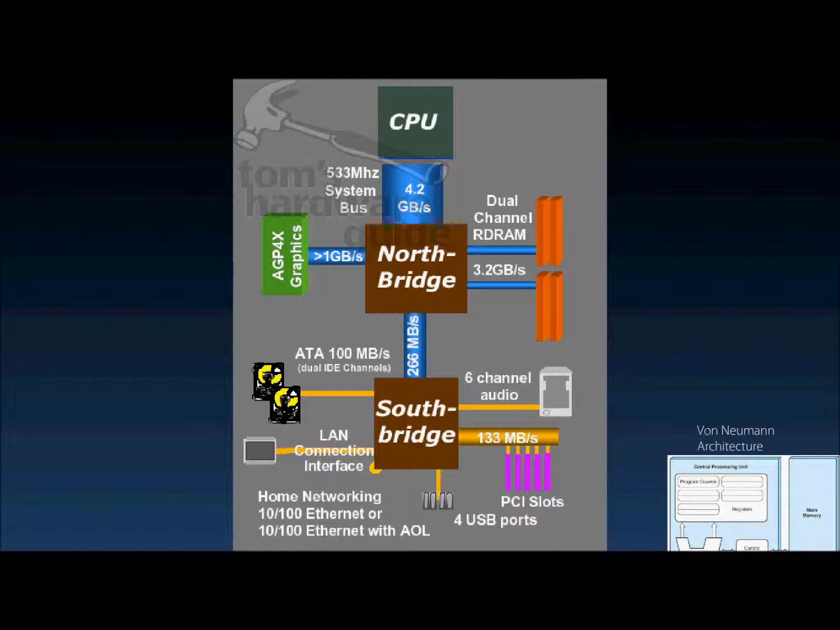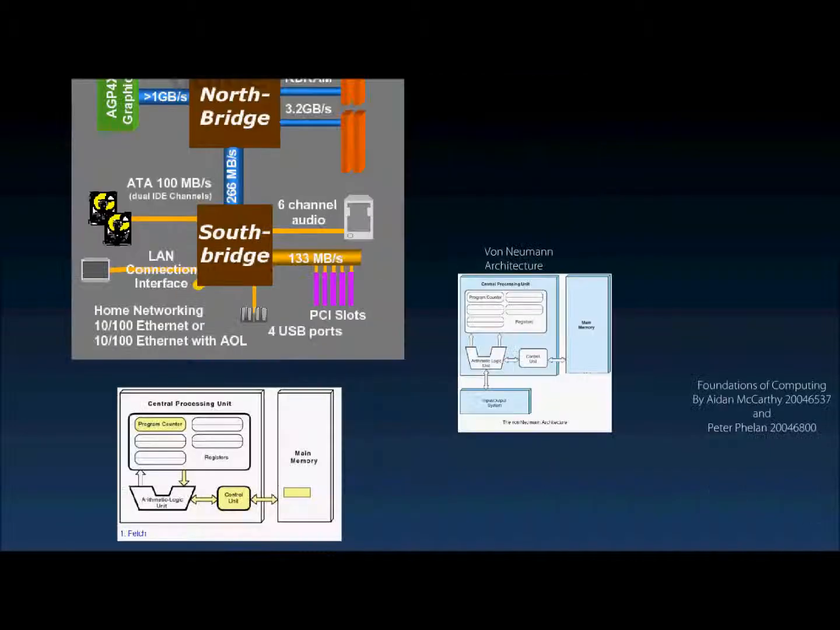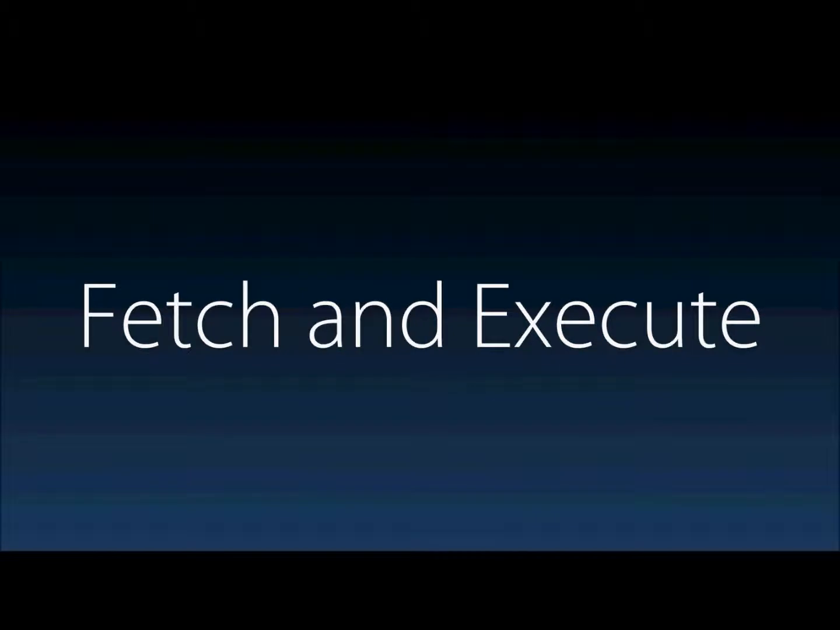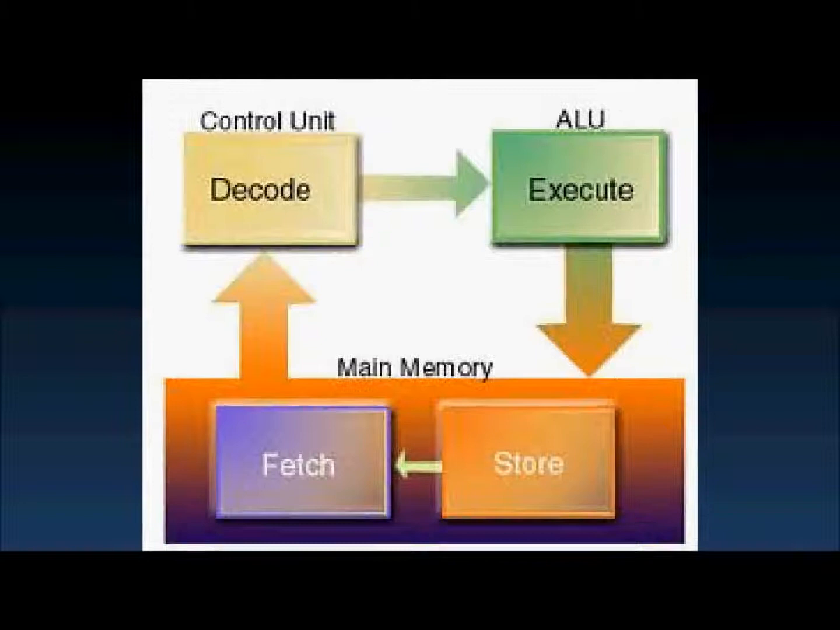The fetch and execute cycle follows on from von Neumann architecture and retrieves a program from memory. It retrieves the instruction set for the program and carries out the actions required. The fetch and execute cycle works in four distinct methods: fetch, decode, data transfer, and execute.